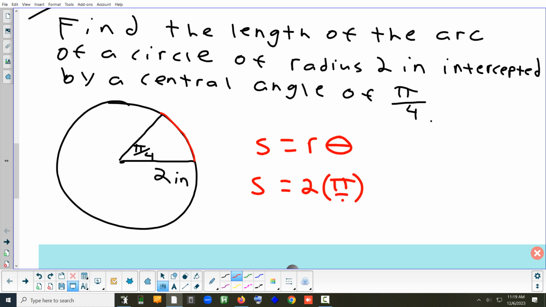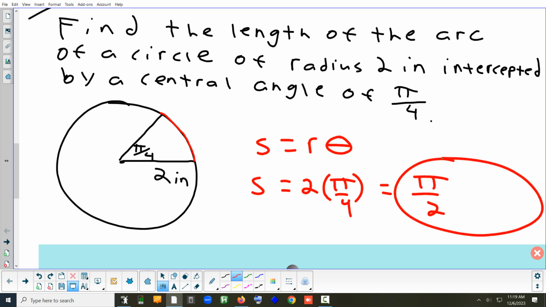Okay, so it's already in the unit that we want. What's 2 times pi over 4? 2 pi over 4, which reduces to pi over 2. Okay, and what did we just find? Arc length. That is a length. So you need a label on that that represents length. Is it inches? In this problem, it is inches. That's it. So that's the length of that arc. If you wanted it as a decimal, it's about 1.57 inches.